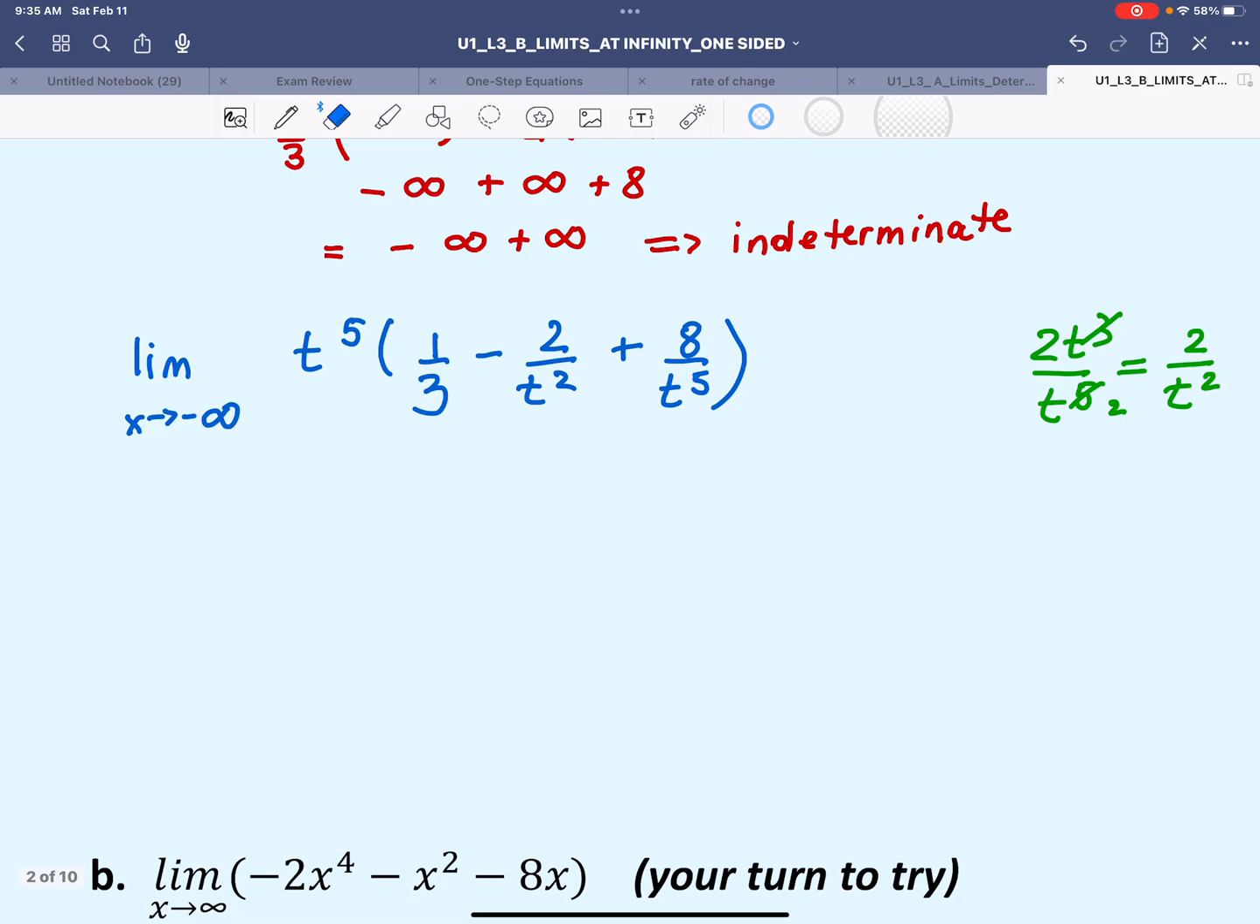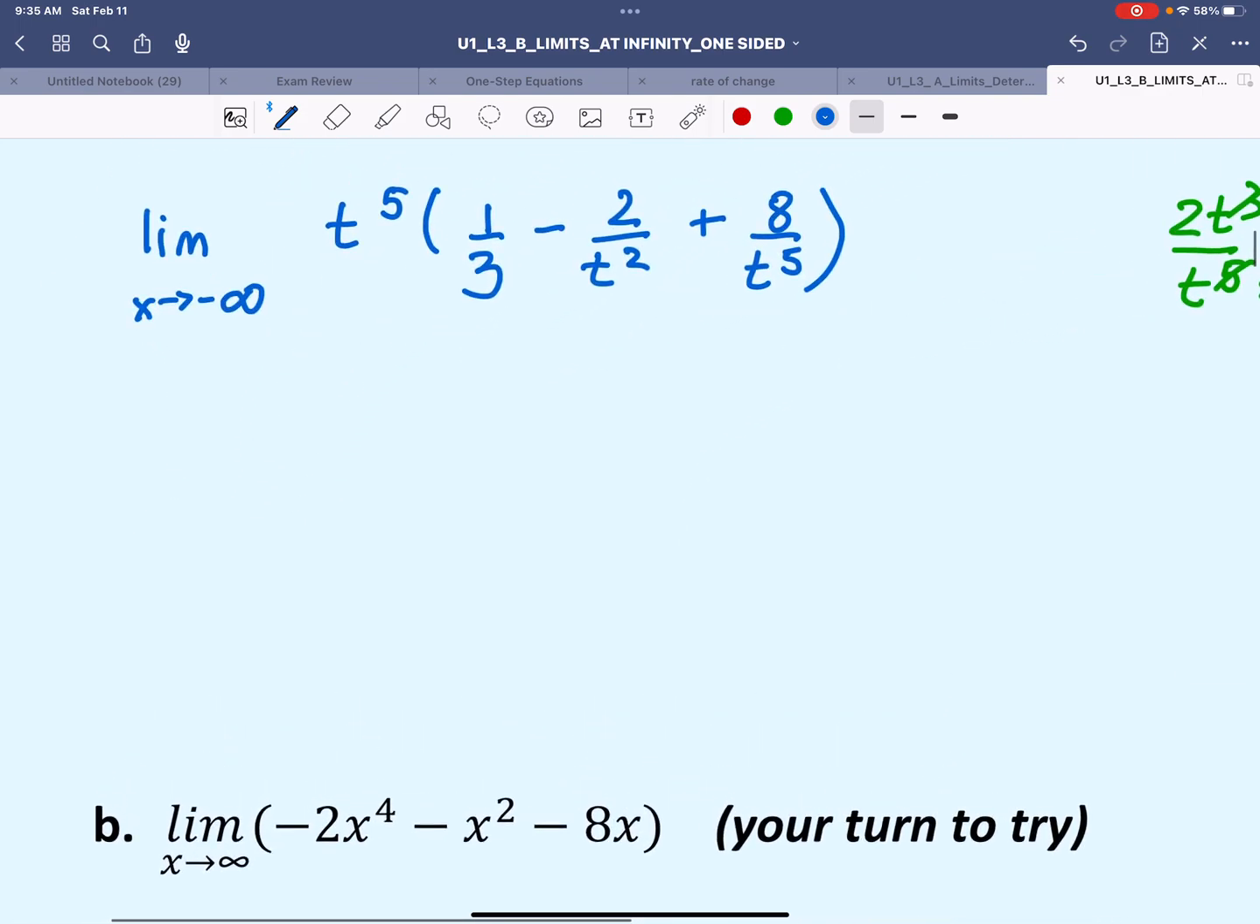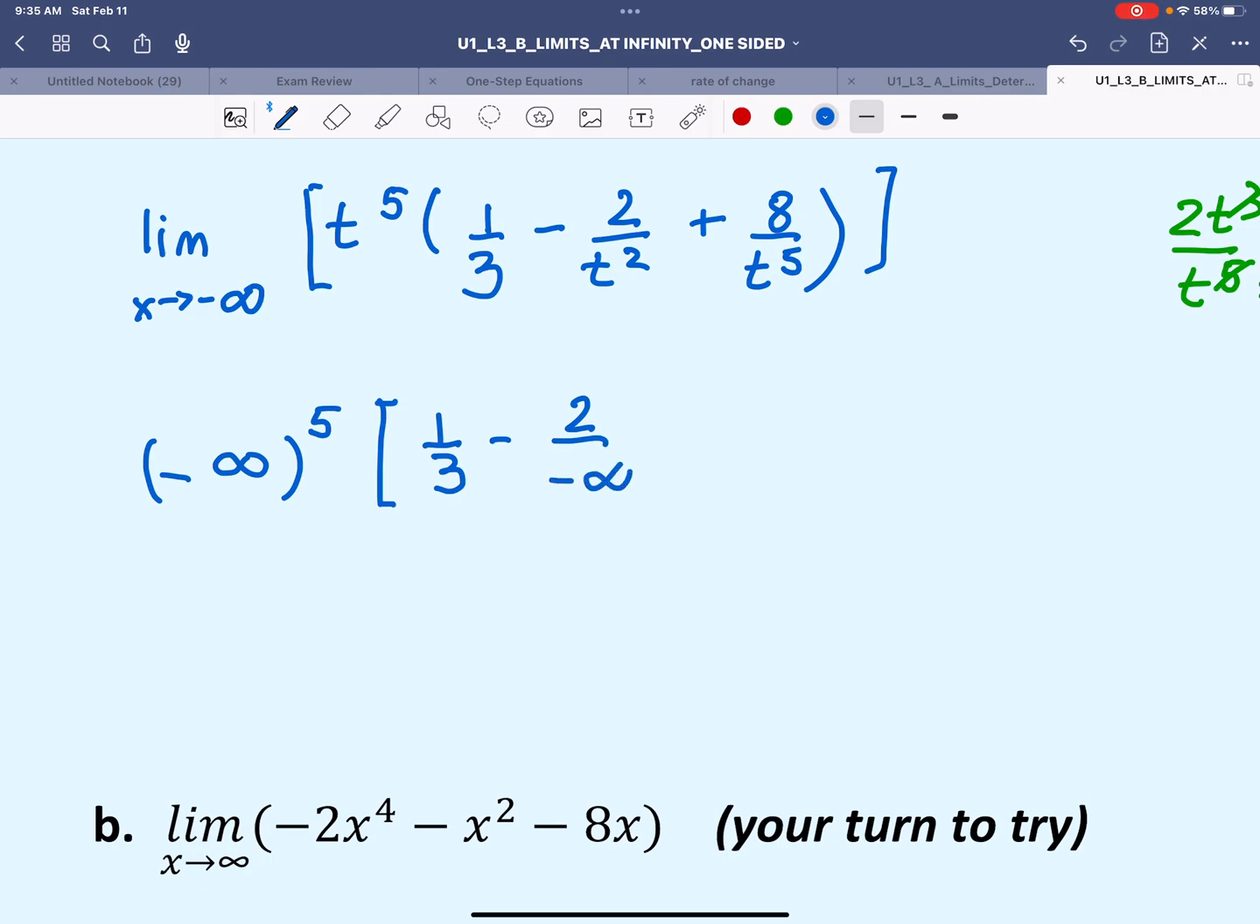So now that we have the function inside the limit in factored form, what we are going to do is substitute x by negative infinity. Well, it can be positive infinity, but in this case we have negative. So that means that we have negative infinity to the power of 5. Then in brackets we have 1 over 3 minus 2 over negative infinity squared, and then plus 8 over negative infinity to the power of 5. So negative infinity to the power of 5 is negative infinity to an odd power, so it will stay negative.